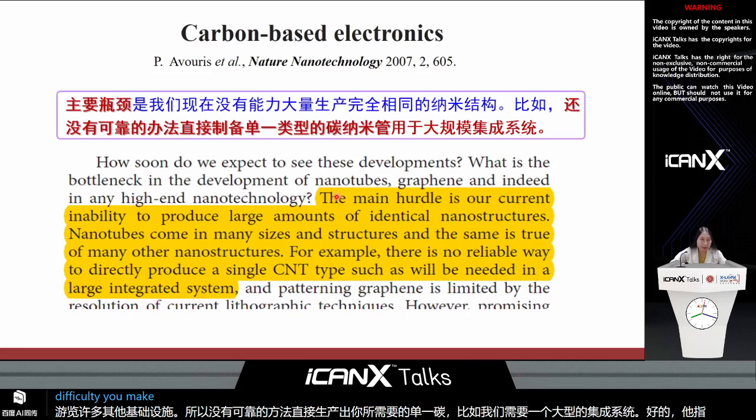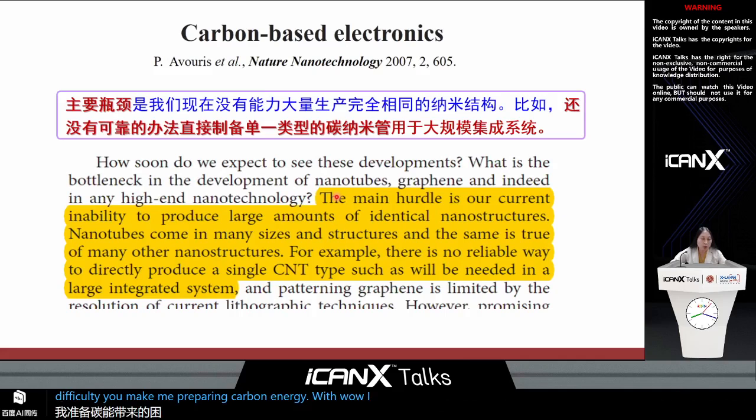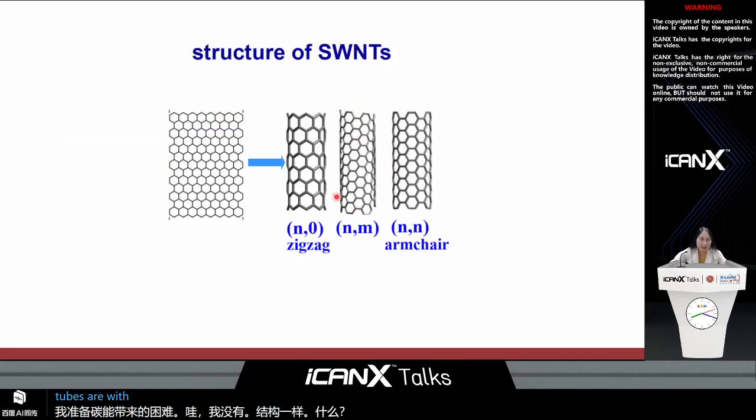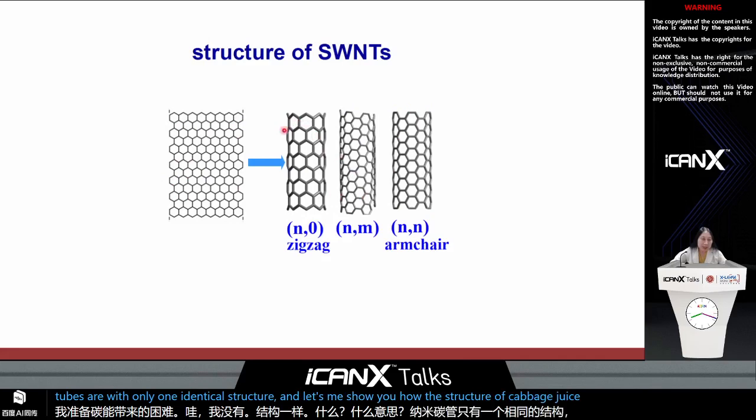Okay, he pointed out the difficulty in preparing carbon nanotubes with one identical structure. What does it mean, carbon nanotubes with only one identical structure? Let me show you the structure of carbon nanotubes. Carbon nanotubes can be seen as rolling up from a piece of graphene.